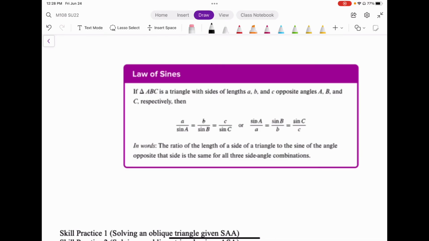So the law of sines says that if you have a triangle ABC with side lengths A, B, and C and opposite angles A, B, and C, then either A over sine A equals B over sine B equals C over sine C, or sine A over A equals sine B over B equals sine C over C. This means that the ratio of the length of the side of the triangle to the sine of the angle opposite that side is the same for all three combinations.